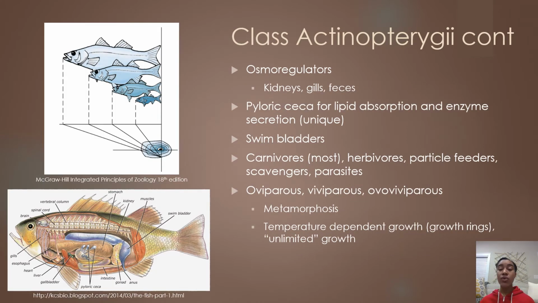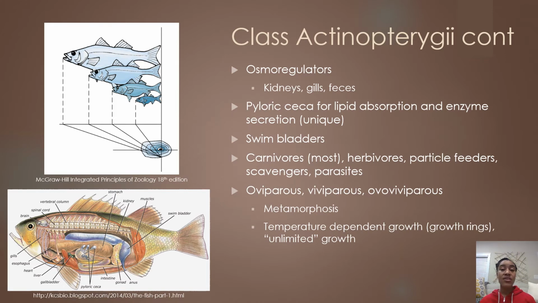Ray fin fish are osmoregulators, and they use a combination of their kidneys, gills, and feces to regulate how much salts and water are present in their tissues. And so for a freshwater fish, it's very important to make sure you're retaining salts and removing excess water. However, if it's a saltwater fish, it's important to remove excess salts and retain as much water as possible. So they can use, like I said, their kidneys, gills, and feces in combination to regulate how much salts and water is present in the tissues.